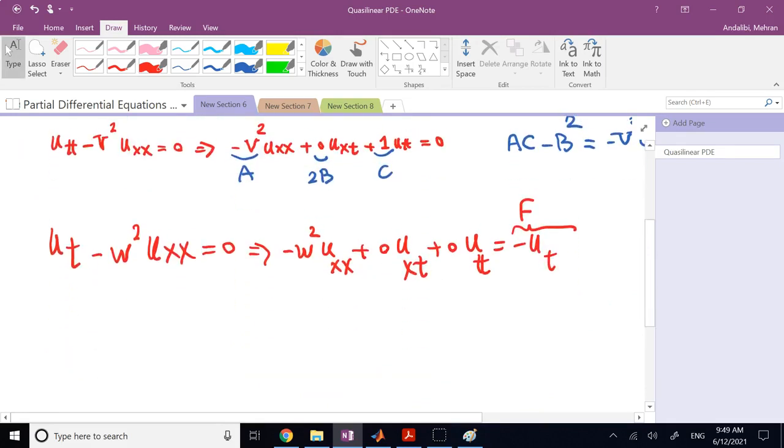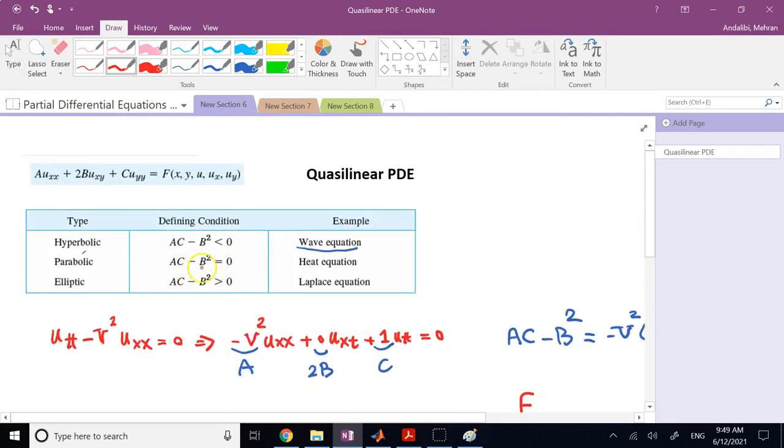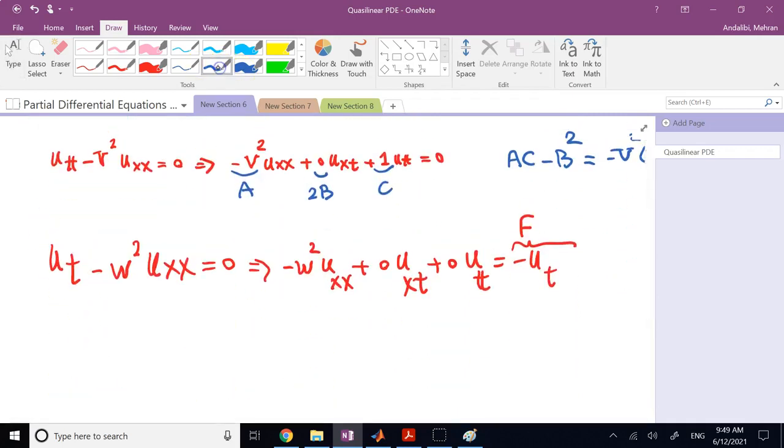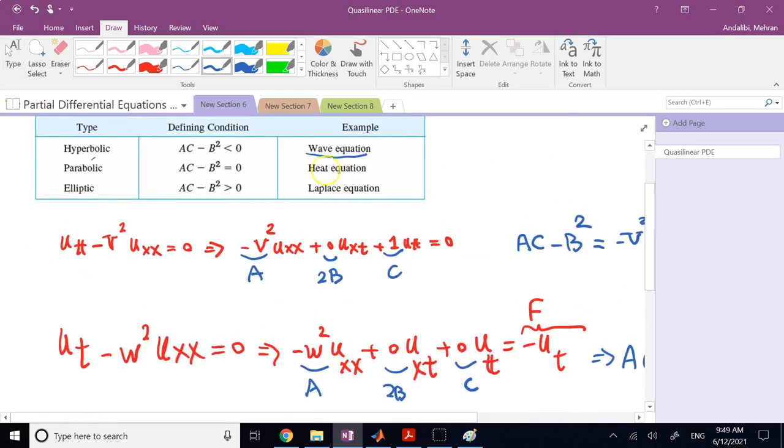So now, clearly, again, you see that A is negative, B and C are what? Both zero. Therefore, when you plug it in here, you definitely get all of these equal to zero, correct? Yes, because 2B is zero, C is zero, only A is non-zero. So clearly from here, AC minus B squared is going to be zero, and so the heat equation is parabolic. And finally, the Laplace equation.